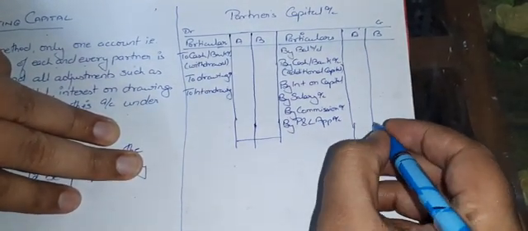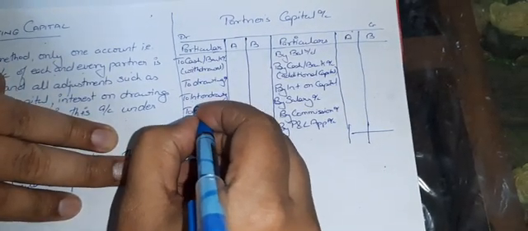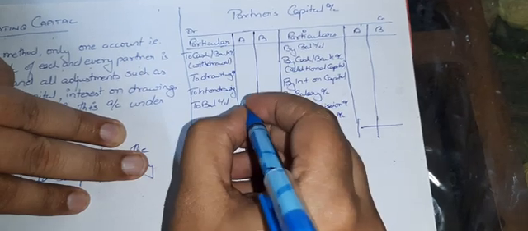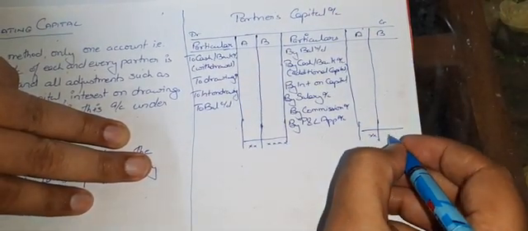Then you will make a balance. When the credit side is more than the debit side, you write down to balance that is carried down on the debit side. This is how the fluctuating capital account is being prepared.